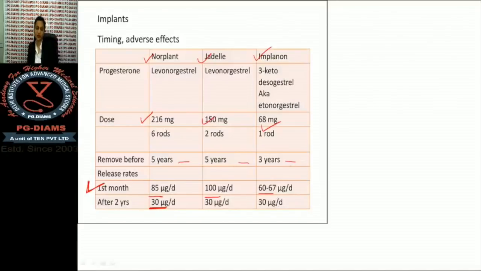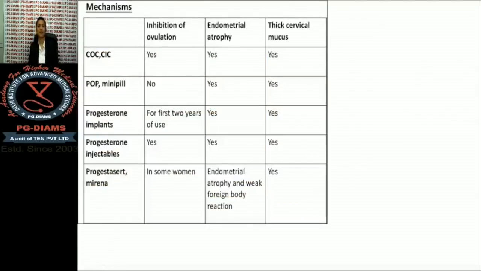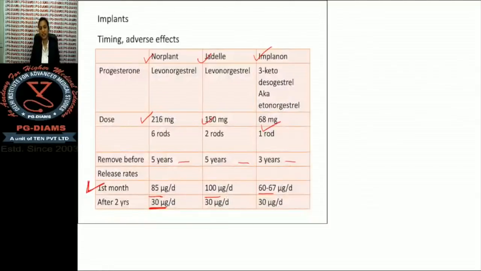Now, after all this, let us try to figure out what the mechanisms of action are. Before that, I'll tell you the 3 mechanisms of action of all hormonal contraceptives. One is cessation of ovulation.